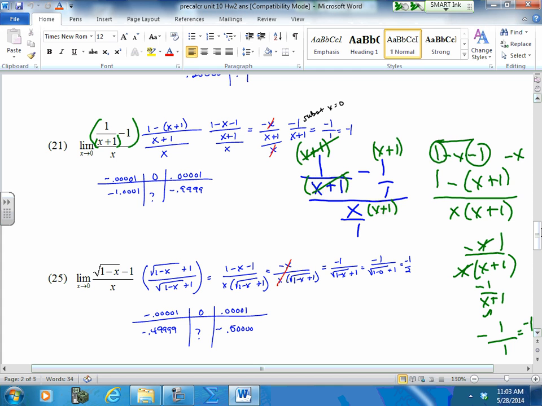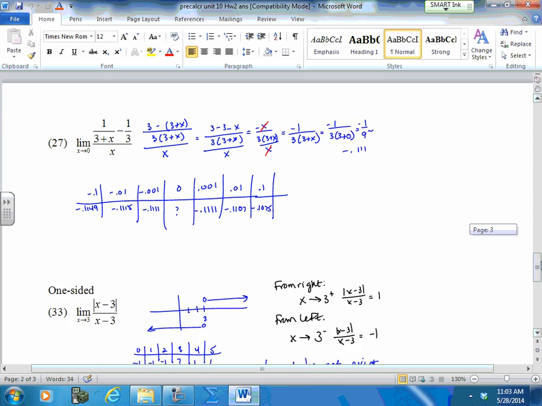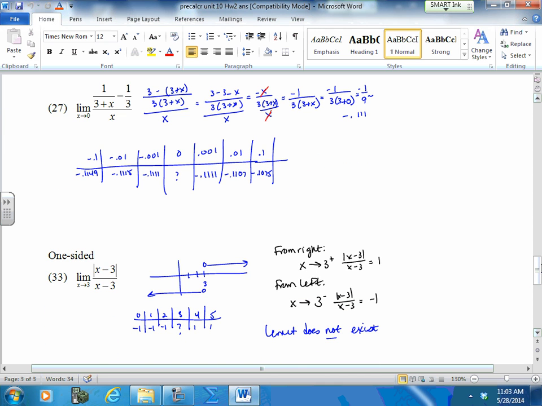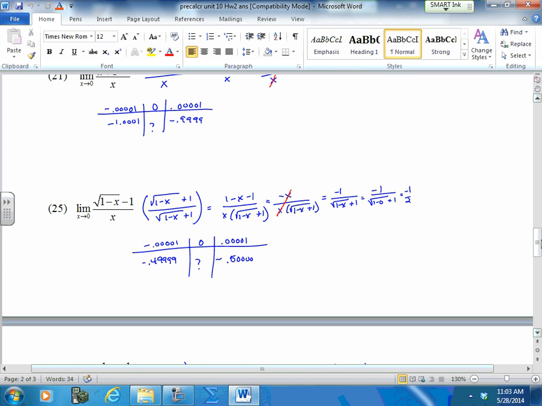How were these? Yeah? Did you see where you made your mistakes, or you just decided not to do them because they look so bad? I think most of you decided not to do them because they look so bad. They're really not bad. Again? What was the other one? Sorry? For number 12. Oh, 25. Negative 1/2? Negative 0.5?